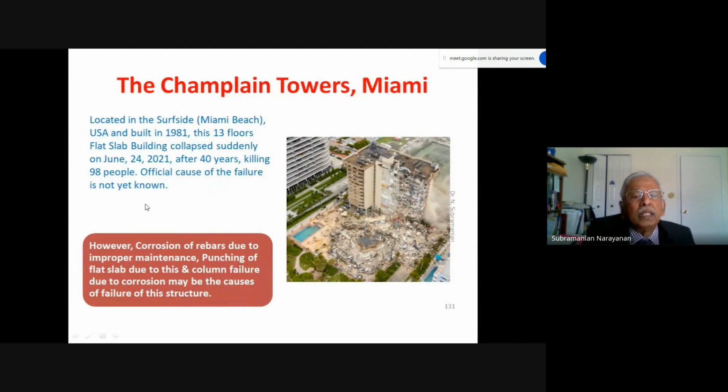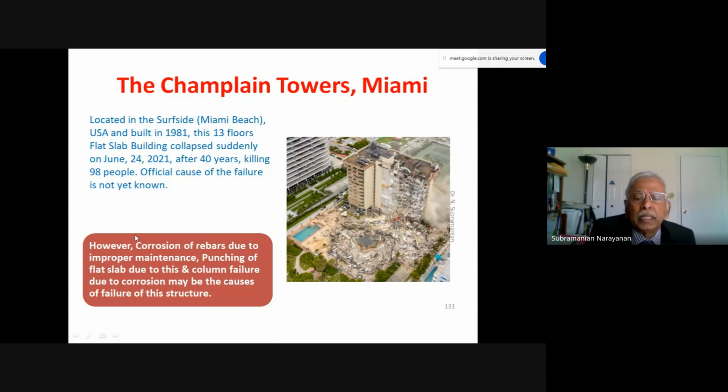So finally, I would like to stress that proper maintenance is also important. This shows the failure during midnight of Champlain Towers in Miami. It was built in 1981. This 13-floor flat slab building collapsed suddenly on June 24, 2021 during nighttime and after 40 years, killing 98 people.